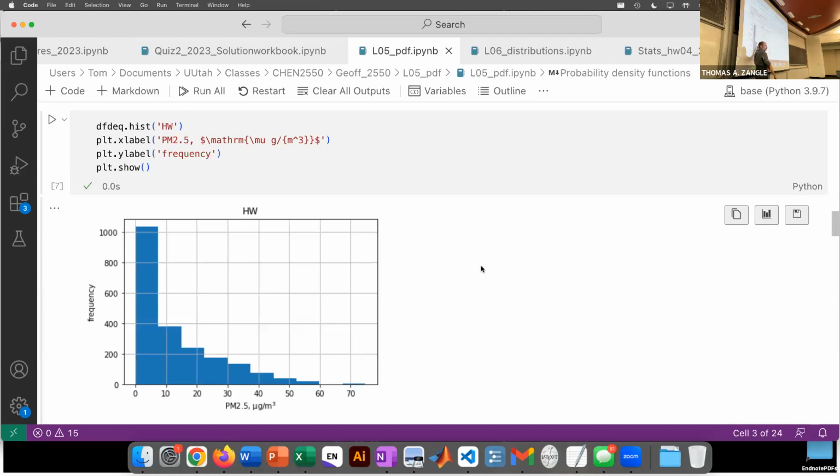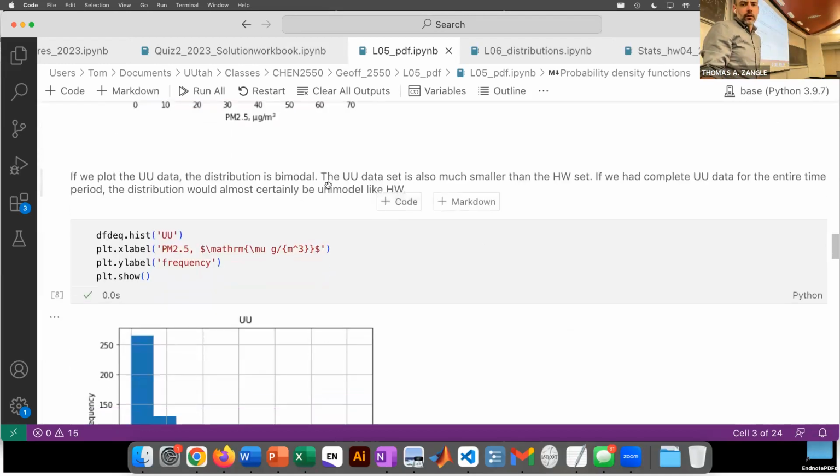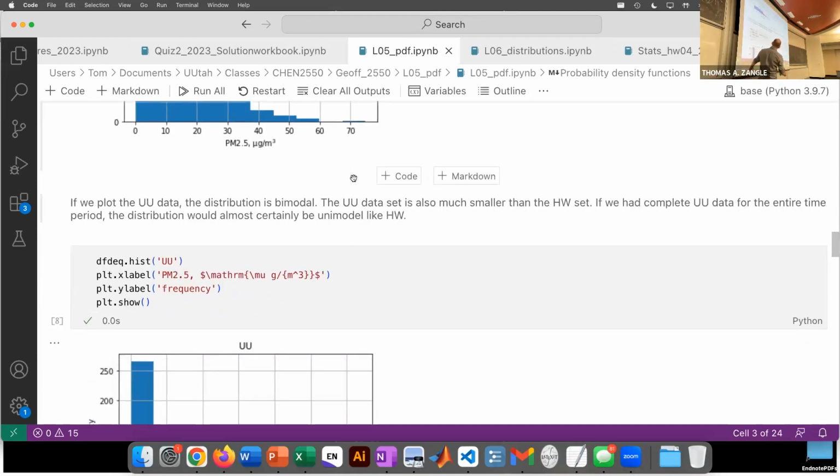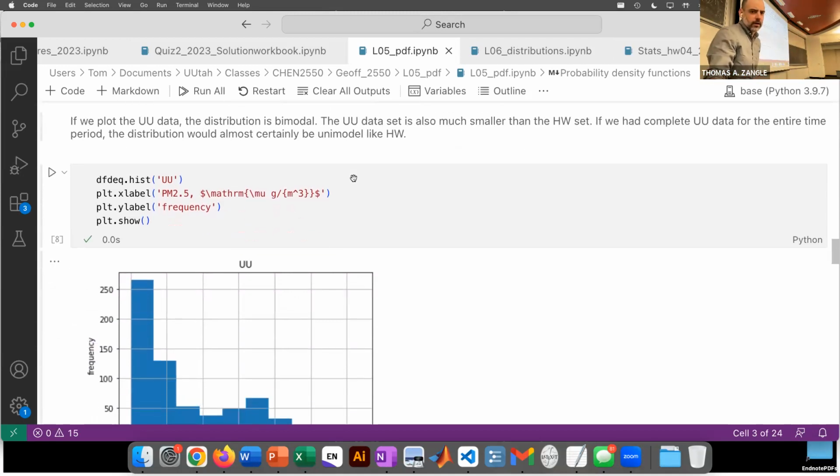Because this is in terms of frequency, in terms of counts, the number of times that we saw those values, and it hasn't been normalized. Right? So this has not been normalized. Before we get to normalization, we're going to look at the UU data set as well with the same thing.